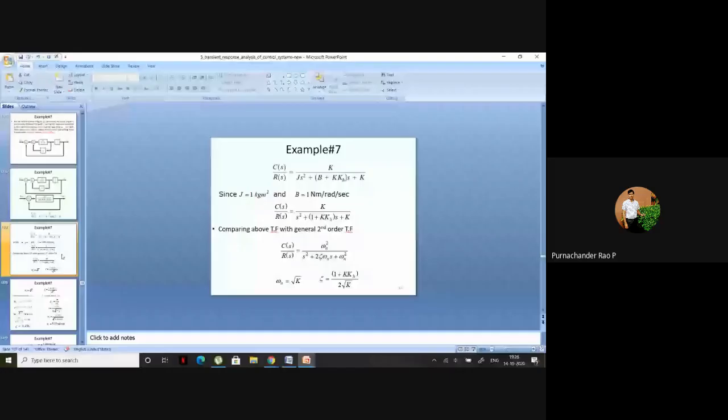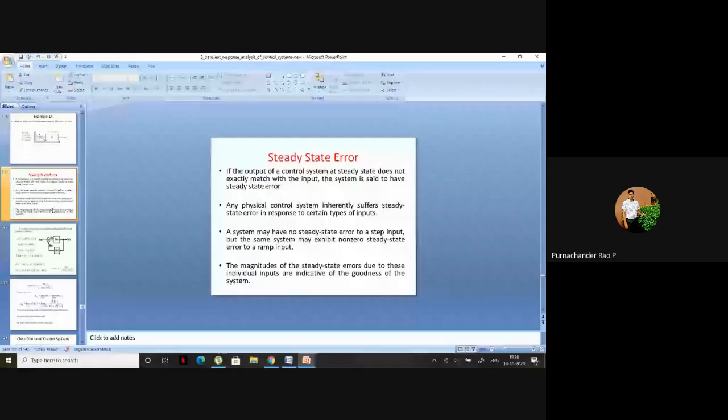Then we will have some problems, and we can go through these problems again. Tomorrow morning I will definitely take a class, where I will explain the steady state error and Routh-Hurwitz criteria.